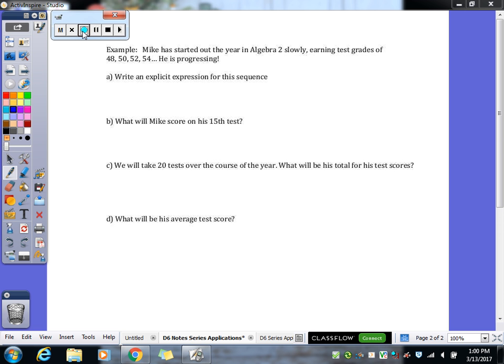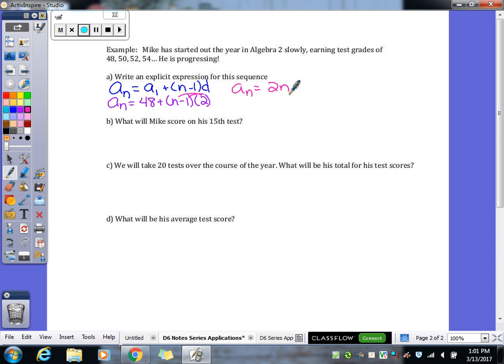Arithmetic. So we've got to use our arithmetic sequence formula. So our first term is what? 48. Our d is 2. So now let's distribute our 2. So a sub n equals 2n plus 46 when you combine things together. Because this would have been negative 2, so 48 minus 2 gave me my 46.